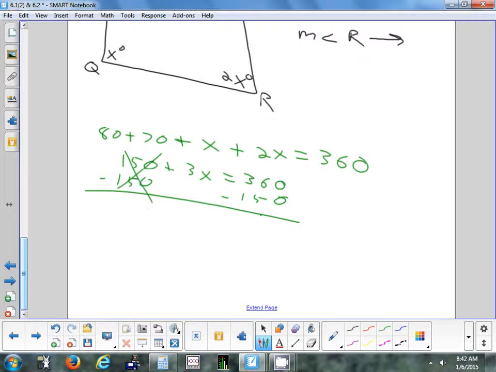150 minus 150, that cancels. And Jacob, what's 360 minus 150? 200. Yep, 210. Last step, divide by 3. So x would be, how about Nick? 70. Good. So now just make sure you answer the question they asked.